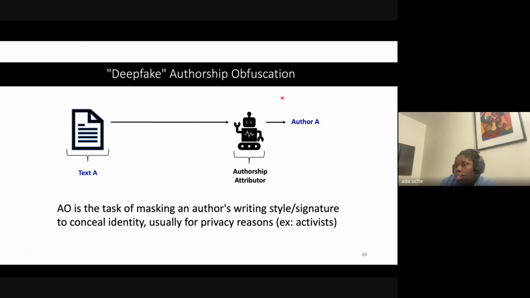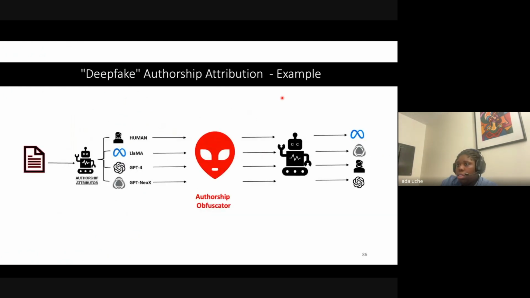So you get a text, you have an authorship attribution model which accurately attributes the author as author A, and then you pass this through an authorship obfuscator, and it now misclassifies. For deepfake authorship attribution, we are interested in changing the writing style while preserving the semantics, such that a human can be attributed as some LLM, and Llama is no longer accurately attributed as Llama, but some other LLM, etc.